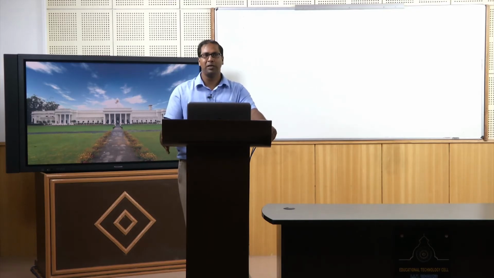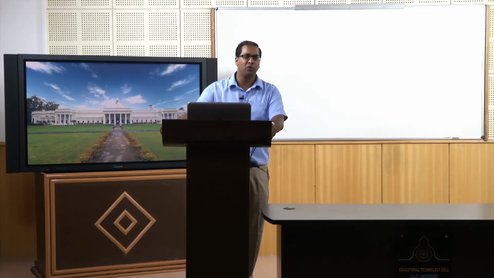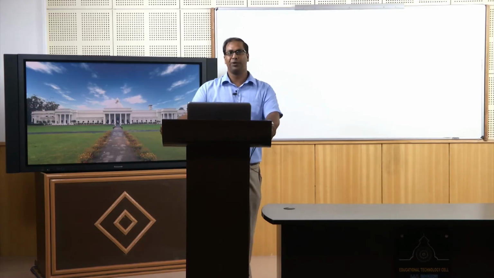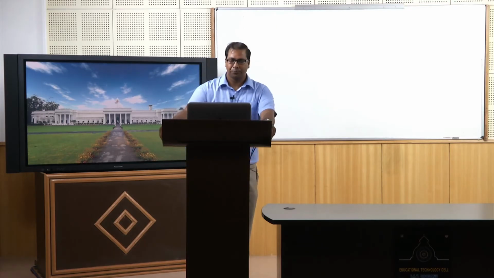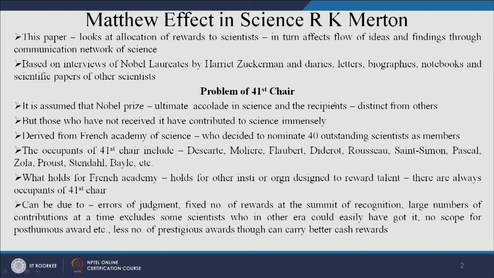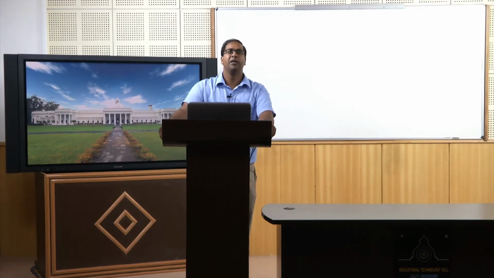Rather, we can put it in this way: the Matthew effect is all about unequal allocation of rewards to the scientist within the scientific community. Now, he starts with the problem of the 41st chair. What is this 41st chair? It is derived from the French Academy of Science. Sometime back in the beginning of the 20th century, the French Academy of Science decided to honor 40 French scientists for their immense contribution to French science as well as world science.